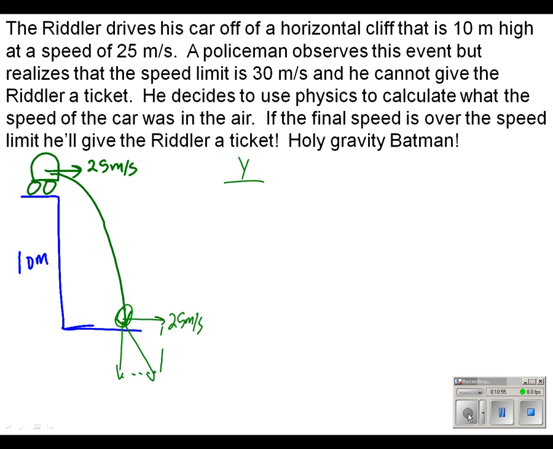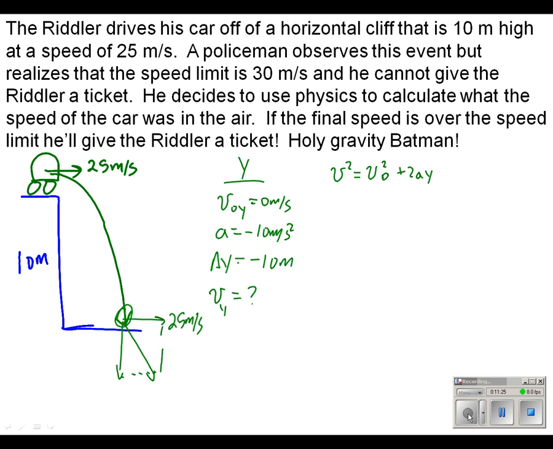So this is really a y direction problem. We're going to write all our values in the y direction. The initial velocity in the y is 0. The acceleration in the y is negative 10 meters per second squared. The change in displacement in the y is negative 10 meters. The final velocity in the y direction is what I want to solve for. Looking at my variables, I realize I have to use the equation v squared equals v0 squared plus 2a delta y.